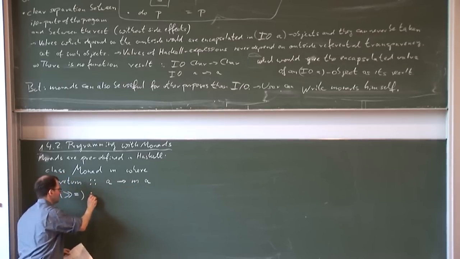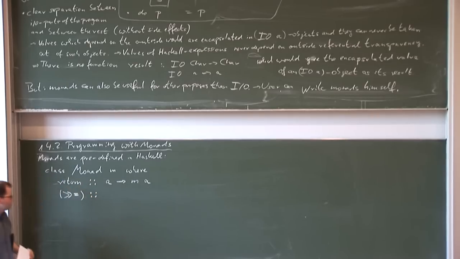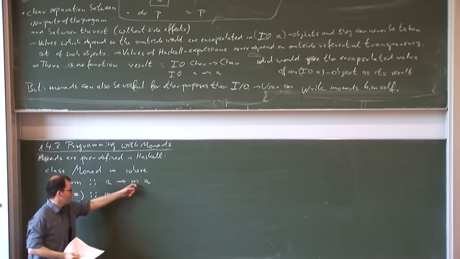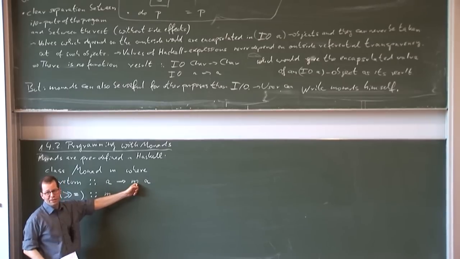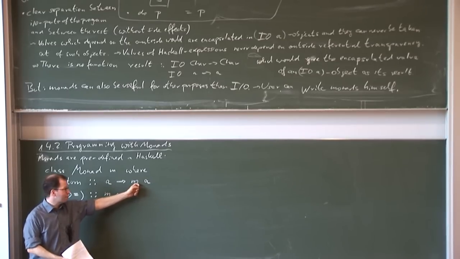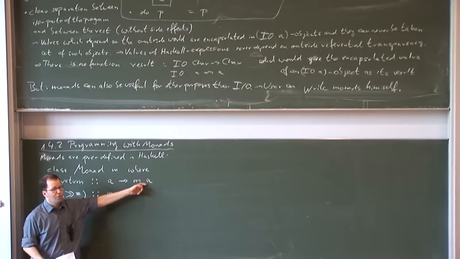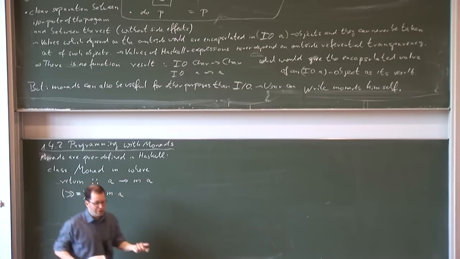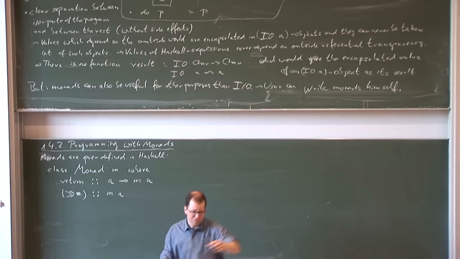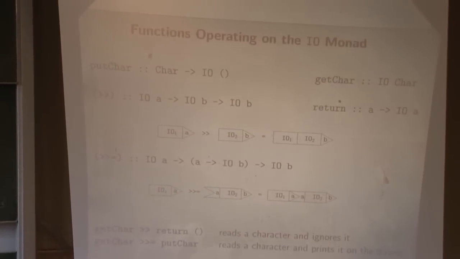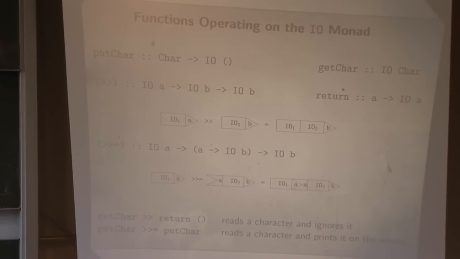And bind is used to compose two monad objects. So it takes one monad object, MA. If you replace M by I/O, then these are the same types that we had before. Up to now, return took an object, A, and encapsulated it into IOA. Now, instead of I/O, I write M, and that's the only difference. So on this slide, you can see that these types are exactly the same that we had before, but instead of I/O, I write M now.